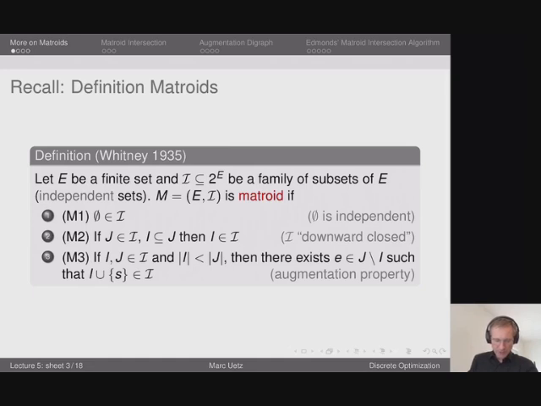And the most important property that actually defines a matroid is the augmentation property, which says that if I have two independent sets I and J, one smaller than the other, so the cardinality of I is smaller than the cardinality of J, then we can find an element e which is contained in J and not yet in I, such that we can augment the smaller set I by this additional element.